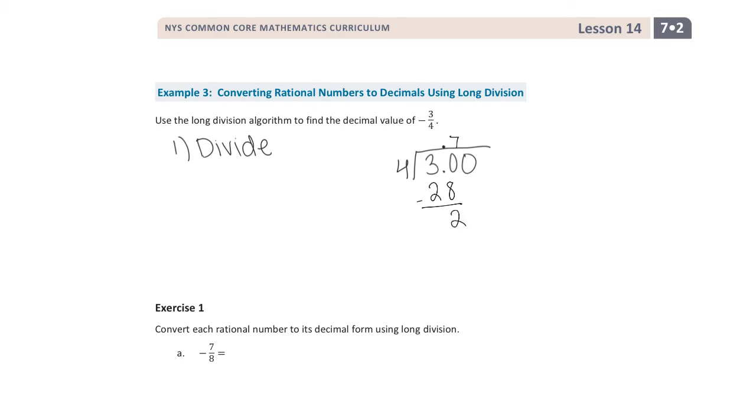Now let's bring down the 0. How many times does 4 go into 20? And that is 5 times. 20 minus 20 gives us 0. So we are done solving then. But what we didn't do was add our negative value, and now we need to add it to what we solved for.